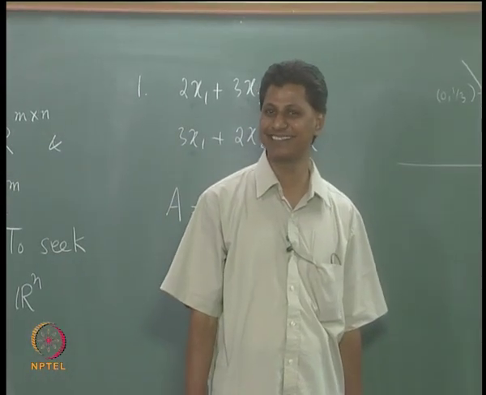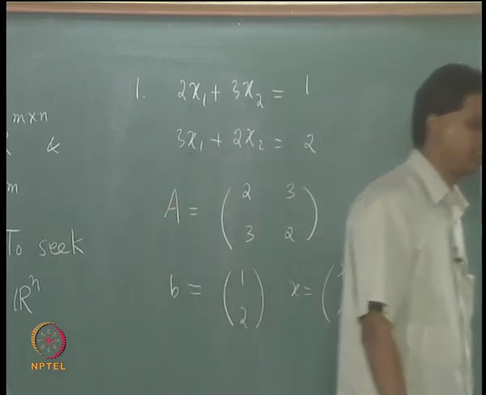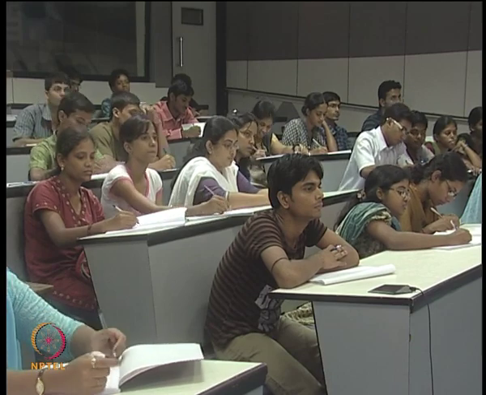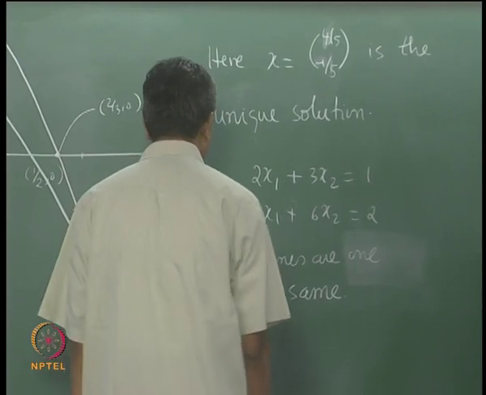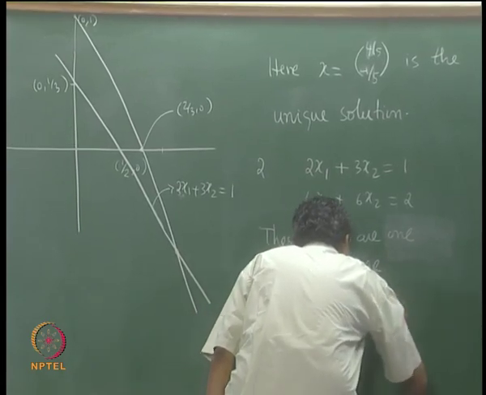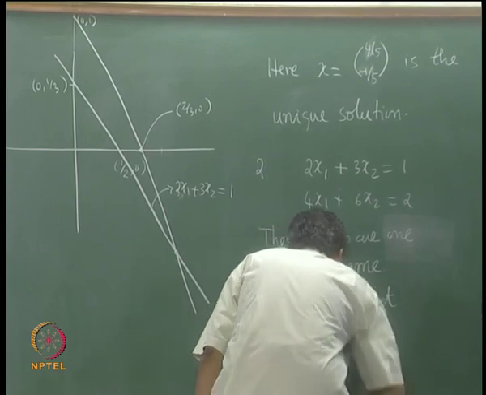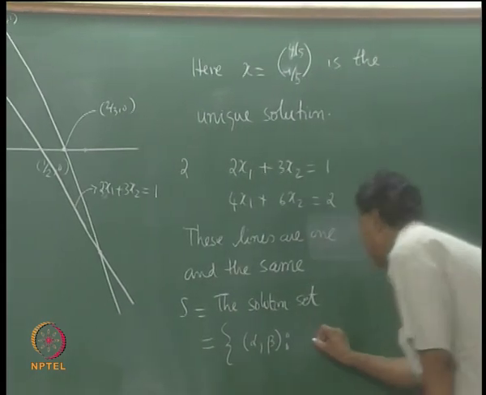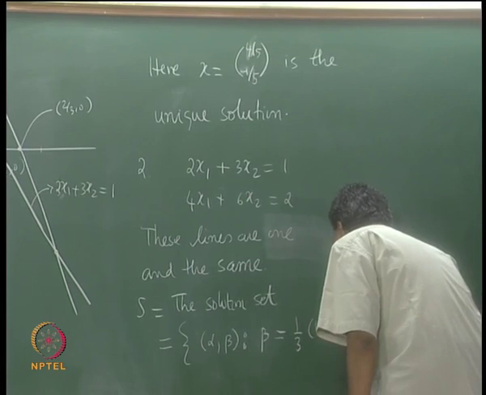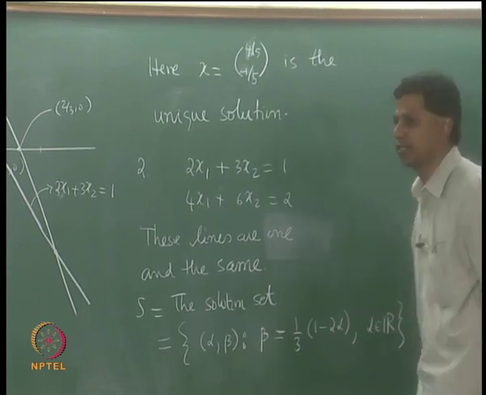Are you sure? These two lines are the same, so there are infinitely many solutions, and one can write them down in the form of a solution set. Let me write S for the set of solutions. This is the set of all alpha comma beta such that beta equals 1 by 3 times 1 minus 2 alpha, alpha an element of R. That is the set of all solutions.